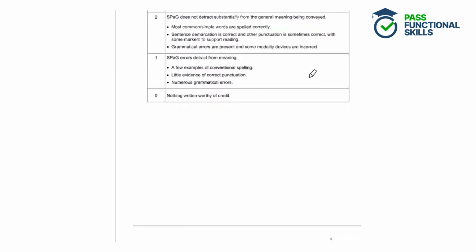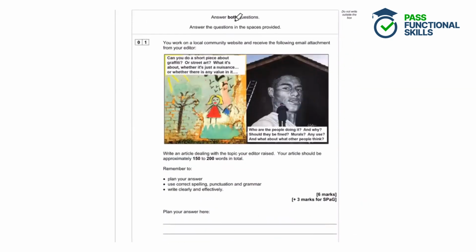So make sure that your spelling, punctuation and grammar are accurate, as well as having a good composition for your text. So in the exam, you will need to answer both questions. So you will be presented with 2 questions and you need to make sure that you're answering both of them within the time provided. So the first question says that you work on a local community website and receive the following email attachment from your editor.